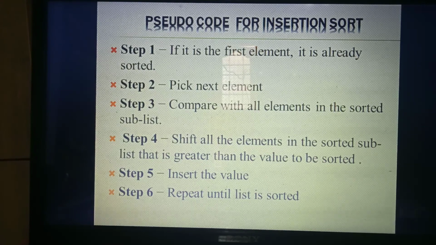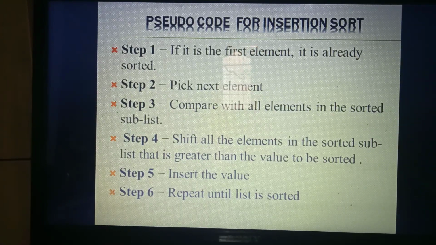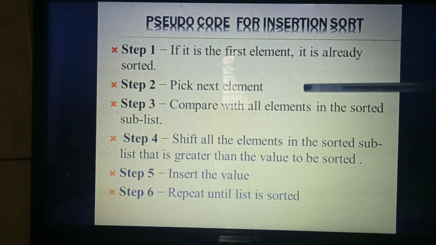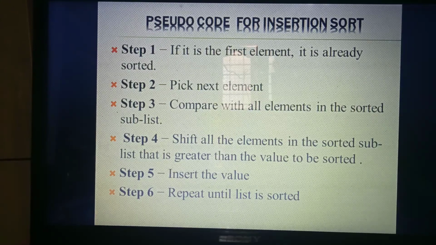Then step 3. If you are picking the next element, that means the second element, compare the second element with all elements in the sorted sublist. For example, till this place you have sorted 2. So you need to compare with the elements in the sorted sublist. I'll explain with an example, then you will understand. So what's the second step? The first element needs no sorting. Then you pick up the second element. Then step 3: compare with all elements in the sorted sublist.